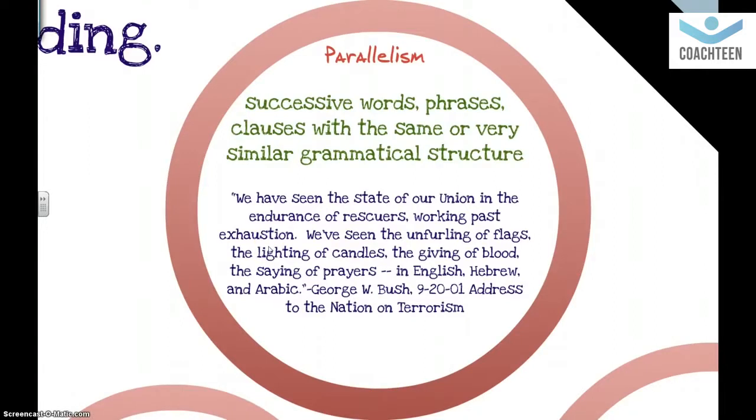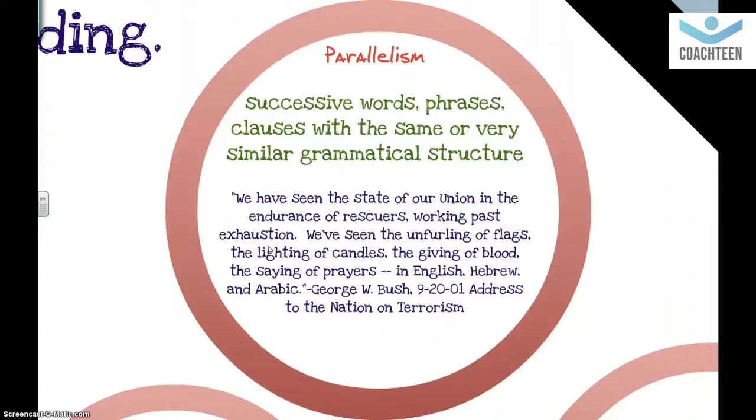We have seen the state of our union in the endurance of rescuers working past exhaustion. We've seen the unfurling of flags, the lighting of candles, the giving of blood, the saying of prayers in English, Hebrew, and Arabic.